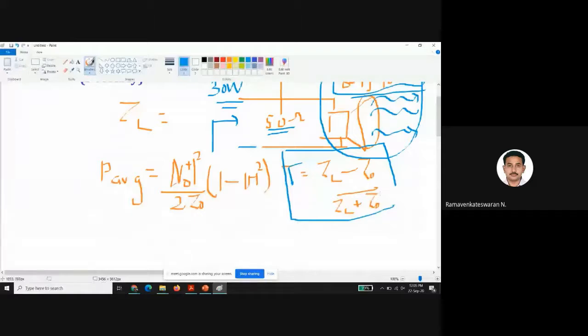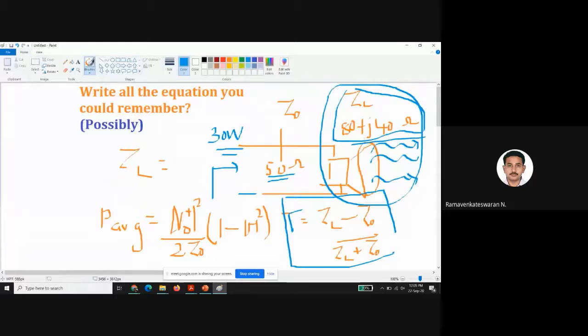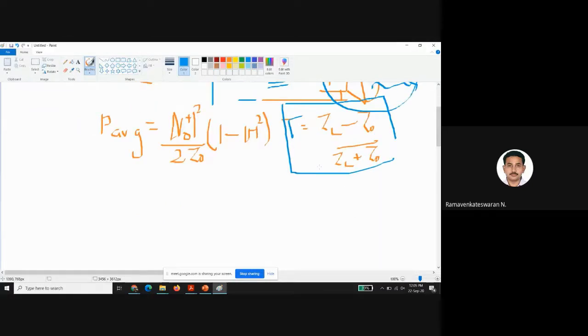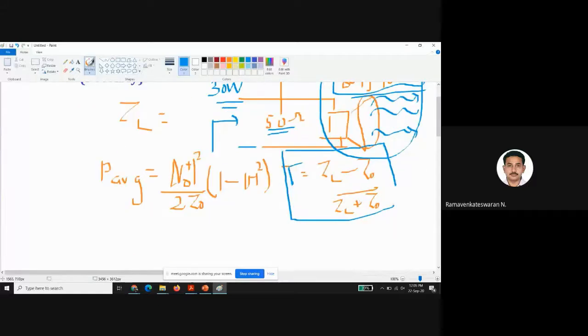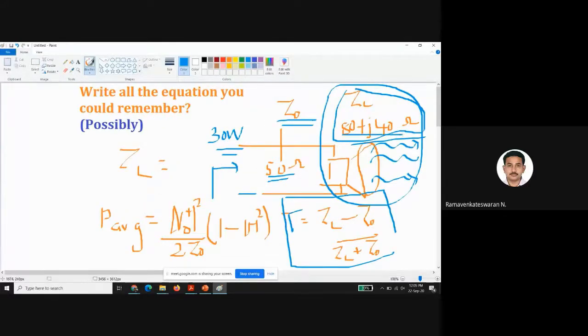I can use this gamma reflection coefficient, the difference of the impedance present in the load with respect to the cable. Always keep in mind the cable is a standard 50 ohms, unless otherwise mentioned in the problem; the impedance may be different, 100 ohms, 150 ohms, and even then it will be a real number. It's very rare that they give a complex characteristic impedance. So gamma is ZL minus Z0 over ZL plus Z0. Substitute the values: 80 plus j40 minus 50 divided by 80 plus j40 plus 50. So you'll get gamma.